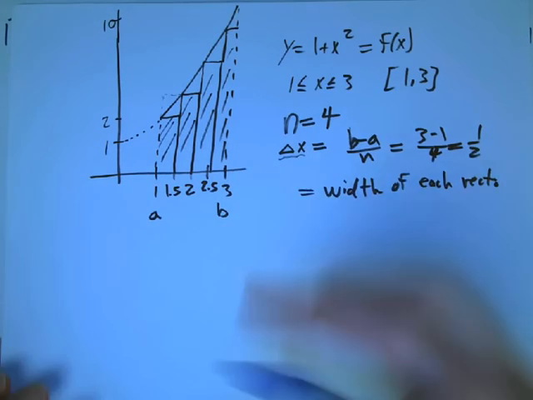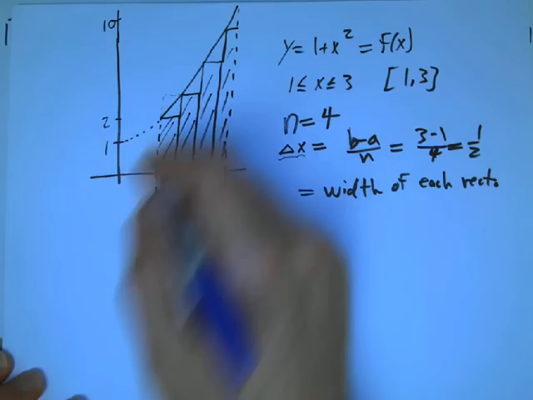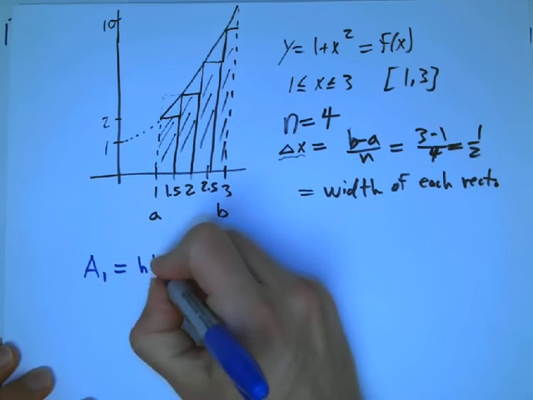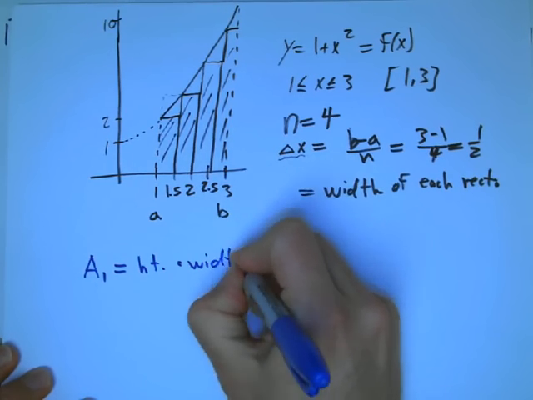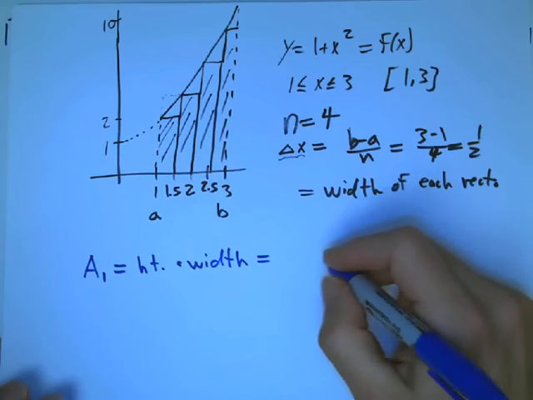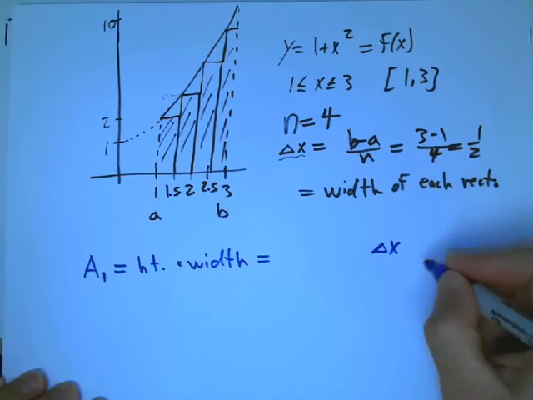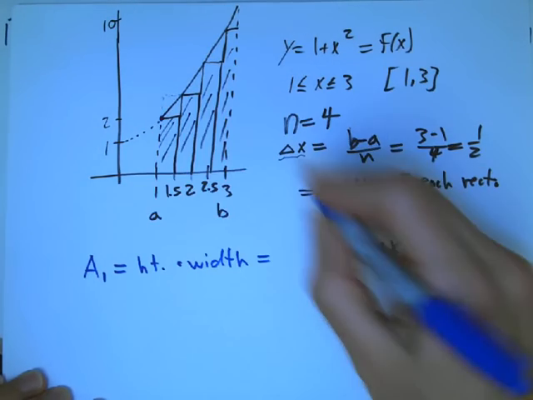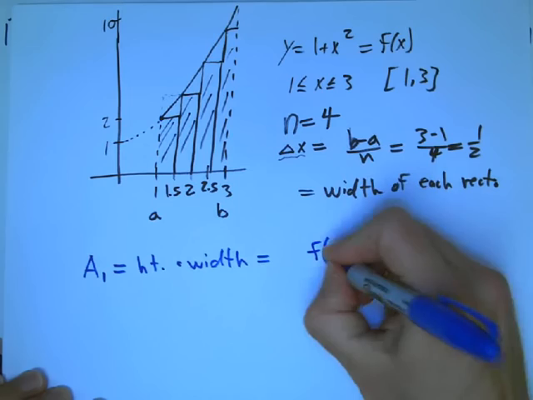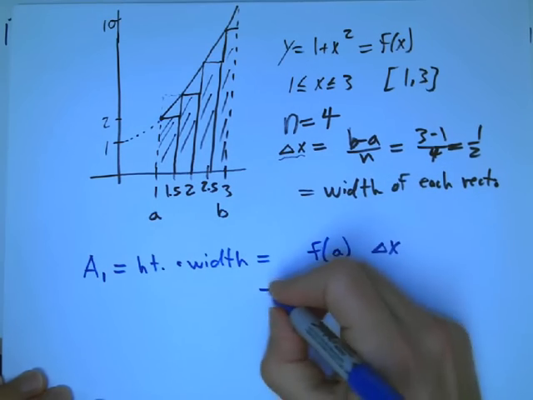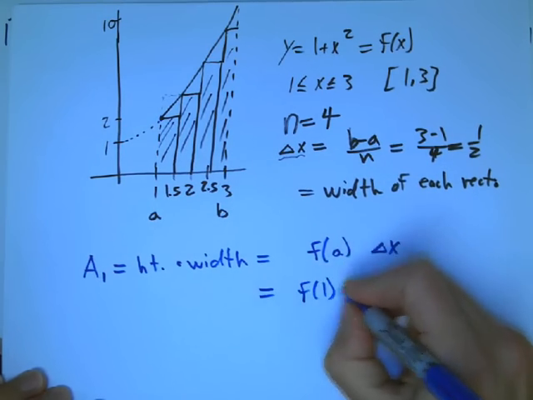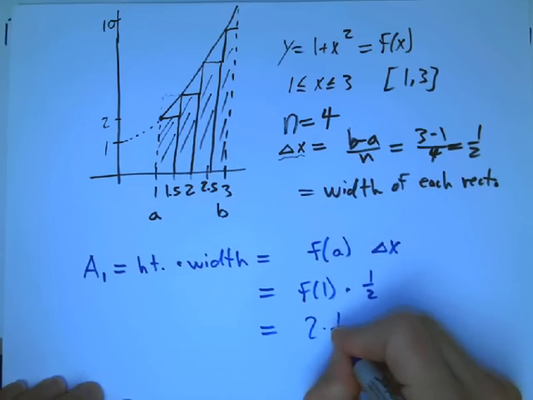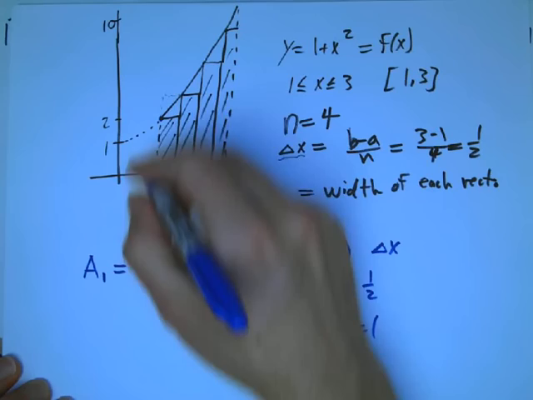Let me change colors because the black is kind of fading out. Okay, so the area of the first rectangle, let's call it A1, is just height times width. The width is easy. That's the delta x. And the height, how did I choose the height of the rectangle? I chose it by looking at an f value. And so that's f of a, so explicitly f of 1 in this case, and then times the 1/2. And f of 1 we know is 2. So that's that first rectangle.